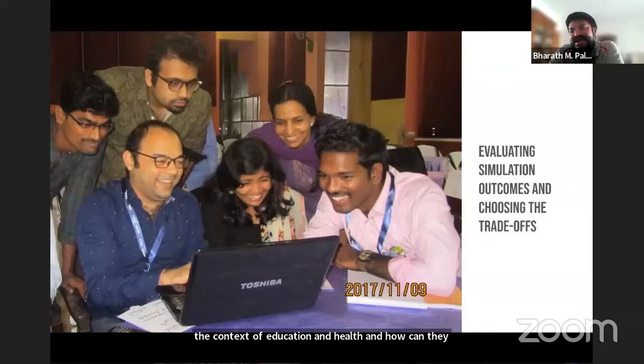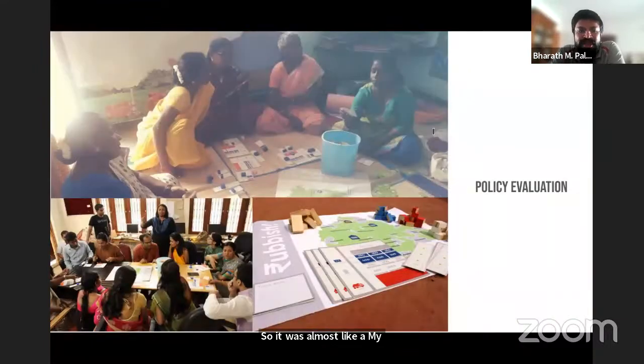Again, in this context, highly quantified, they had about 250 parameters that they had to look at in order to come up with a future scenario. And they played for a period of 20 years. So it was almost like a macroeconomic model that was running in the background. I already talked about the waste management game. Here are some more game sessions.